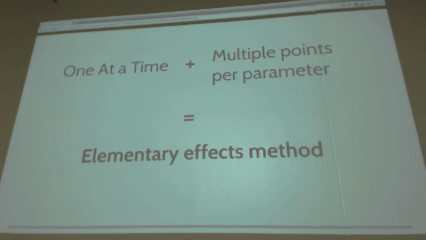So yeah. Now for something completely different. We talked about one-at-a-time designs, and we talked about designs that give us multiple points per parameter. One-at-a-time designs are good because they allow us to isolate the influence of any particular parameter. And the other designs, like Latin squares and orthogonal arrays, allow us to use few points to cover a lot of input. It turns out that we can combine them and get something that's called the elementary effects method.